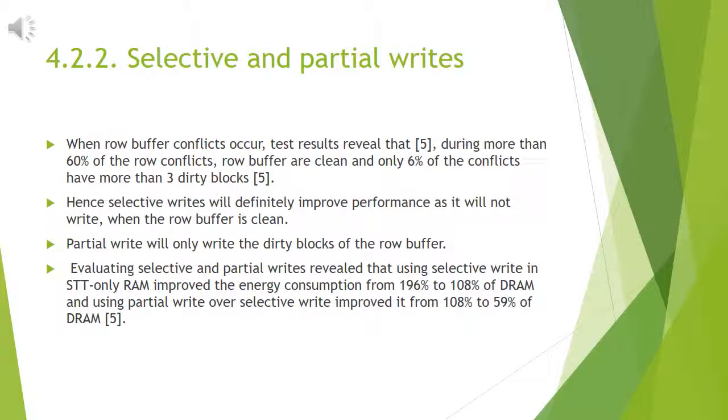Second approach is to use selective and partial writes. When row buffer conflict occurs, test results reveal that during more than 60% of the row conflicts, row buffers are clean, and only 6% of the conflicts have more than 3 dirty blocks. Selective writes will not write when the row buffer is clean. Partial writes will only write the dirty blocks of the row buffer.